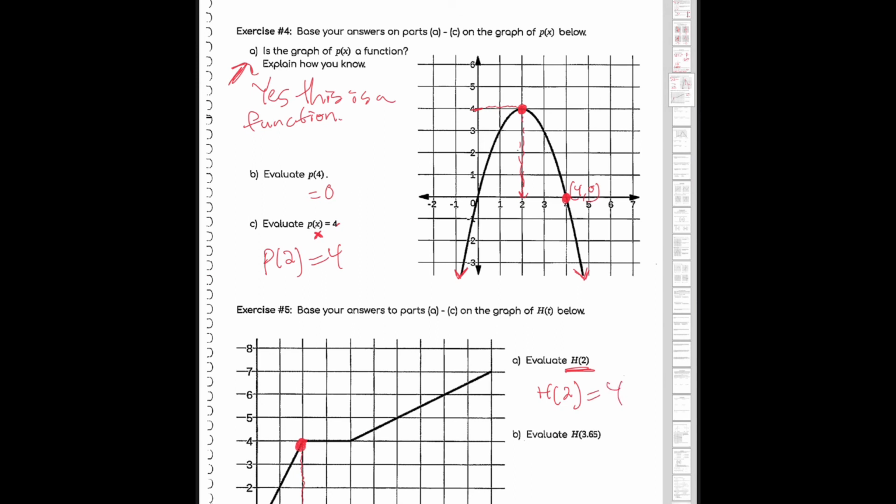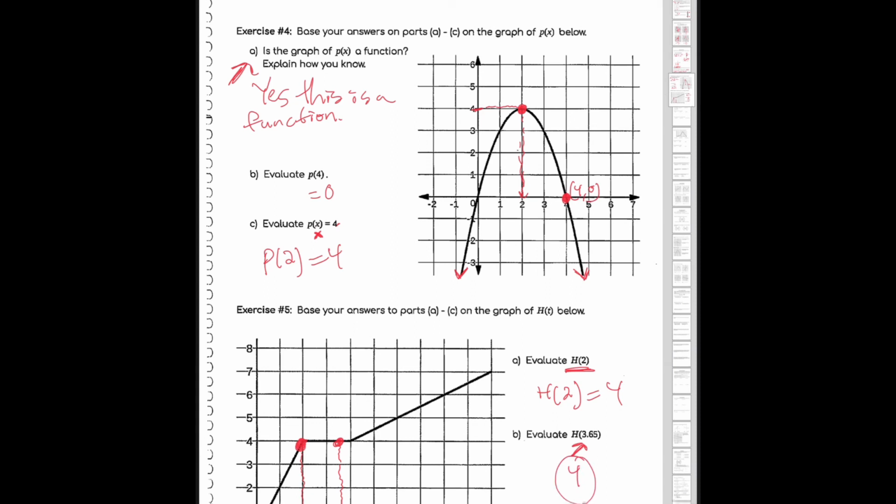B, we're looking for the value of h of 3.65. So basically, what is the value of y when x is 3.65? 3.65 is somewhere between 3 and 4. We follow it up to the graph, and where does it hit it? Again, at 4. So h of 3.65 is 4.